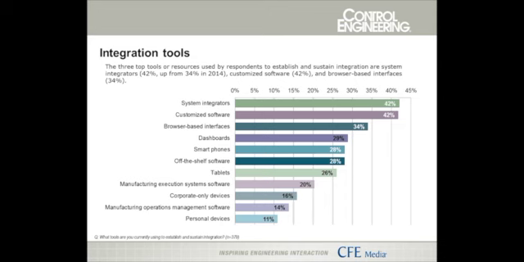Integration tools. The 3 top tools or resources used by respondents to establish and sustain integration are system integrators, 42%. That's up from 34% from respondents to the 2014 Information Integration Survey. Customized software was next at 42%, and browser-based interfaces at 34%. Mobility devices and software are next. Only 16% said corporate-only devices, which also might raise security concerns.